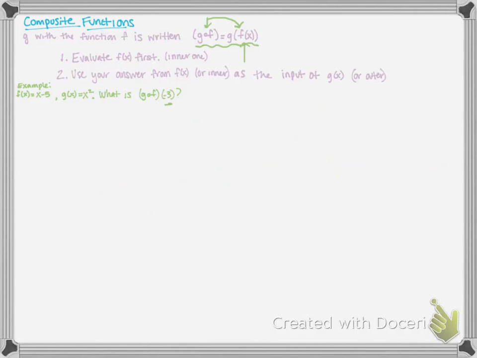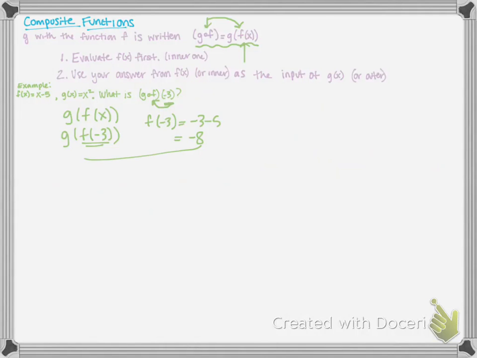Okay, so right now, x represents this negative 3. So I need to plug it into my f, because right now this represents g of f of x, with that negative 3 instead of x. So I need to plug it into my f equation first. So I got f of negative 3 equals negative 3 minus 5. So I got negative 8.